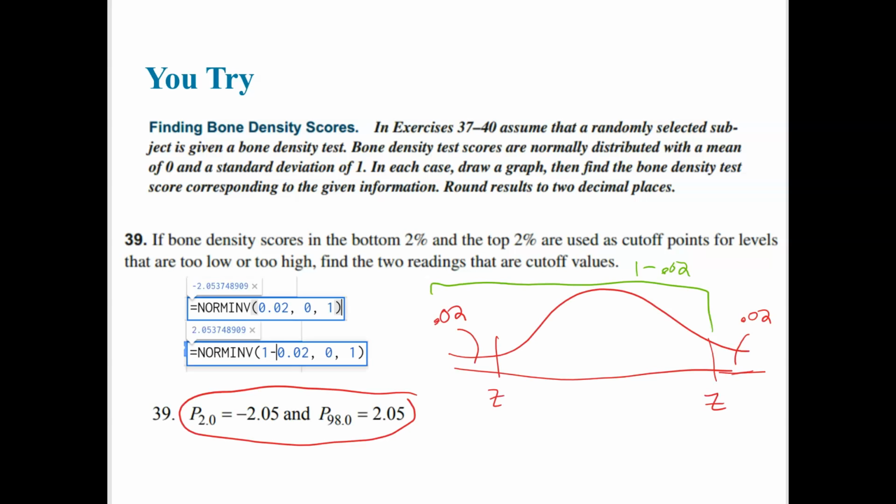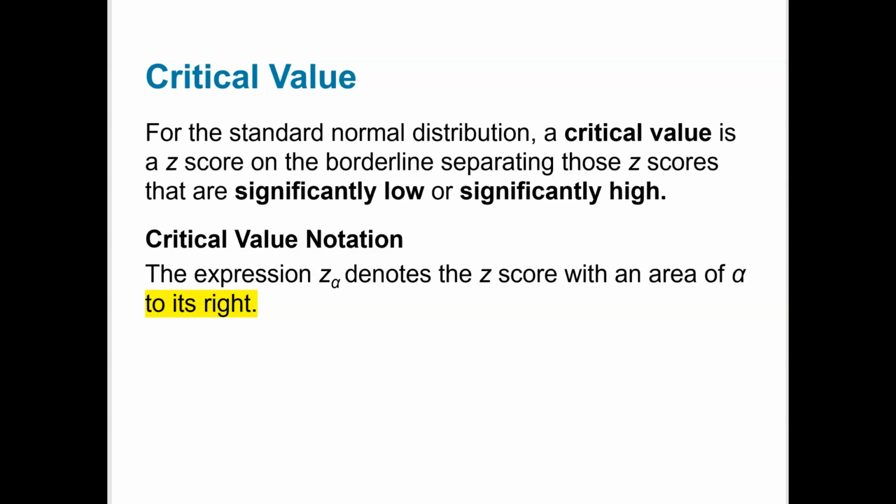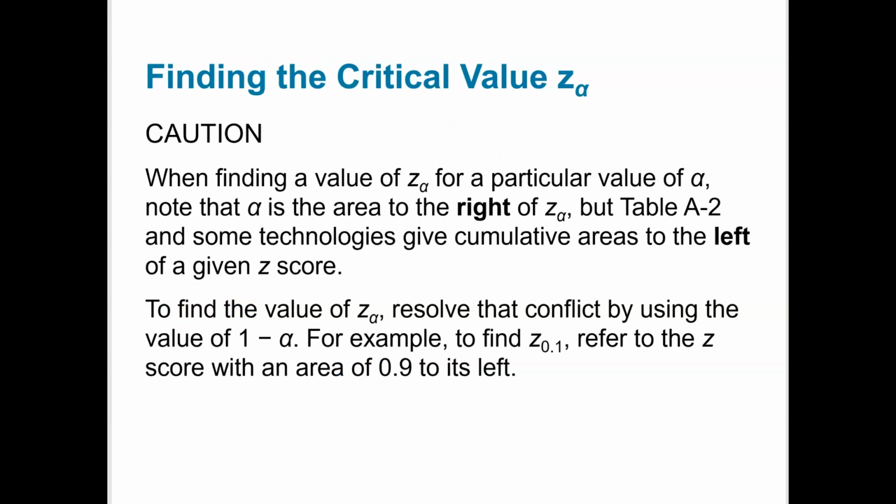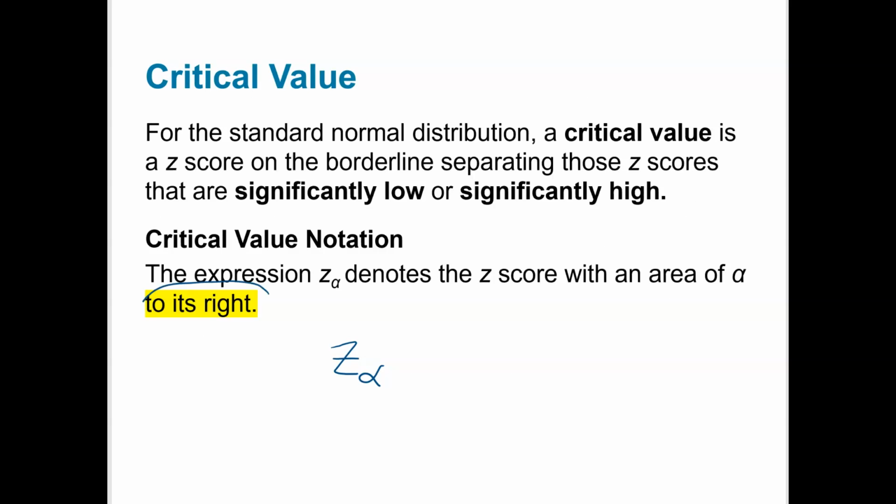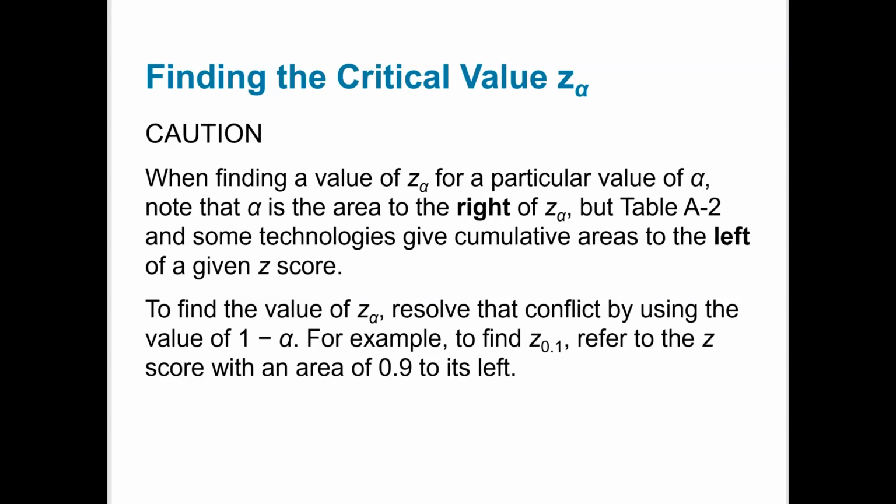And there you go. Critical values are going to become super important as we continue moving through the course. Basically, a critical value is a z-score on the borderline separating significantly low or significantly high. And we use this notation here. And it kind of looks like that. When we find the critical value, it's giving the area to the right. To the right. Well, wait a minute. Everything we use goes to the left.